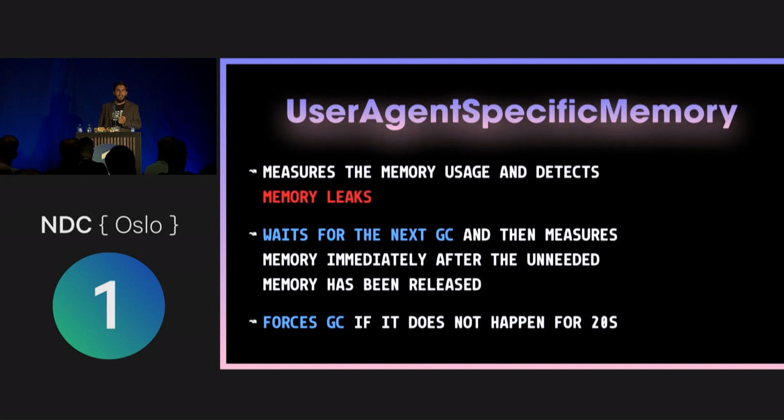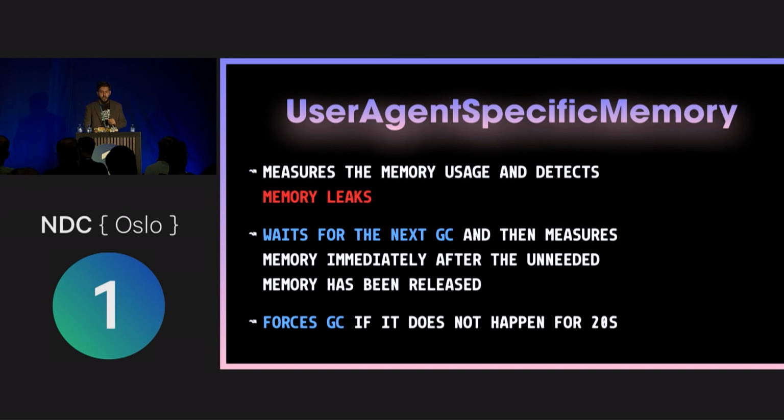Last but not least, we have the user agent specific memory. So it's a long name, and in the past we had a similar API that was the JavaScript heap API, with which we would basically check the memory heap in the browser. But this one is an improved version. They're not doing the same thing, but it's the best way to measure memory right now, and it works based on waiting for garbage collection to happen, and if it doesn't happen, it's going to force it after 20 seconds.